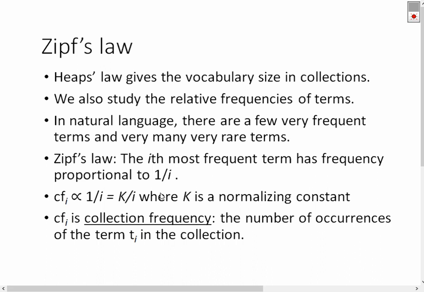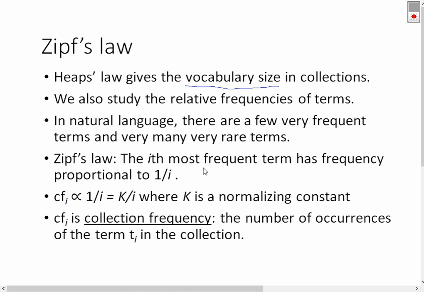The second one is Zipf's law. Heap's law estimates the vocabulary size. In other words, based upon some collection of documents and the number of tokens in those documents, it tells me how many terms I'm likely to have in the vocabulary. Zipf's law is a very different thing, because what Zipf's law is doing is helping us understand the relative frequencies of those terms.